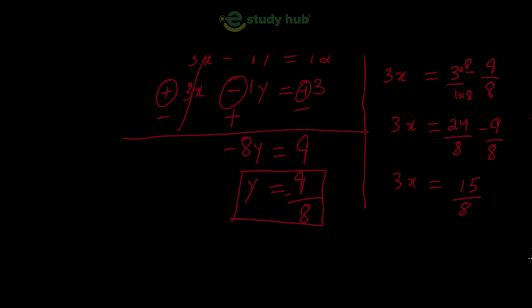So you can see that we need to find the x from here. So this 3 is multiplying here, it will divide here, so 15 over 8 divided by 3. So 3 times 5 is 15. So what do you get? X equals to 5 over 8, right?